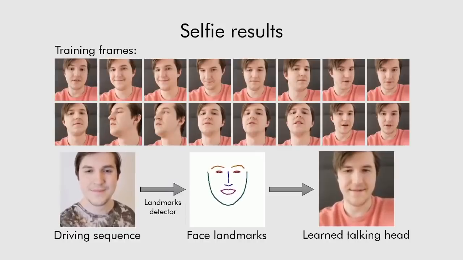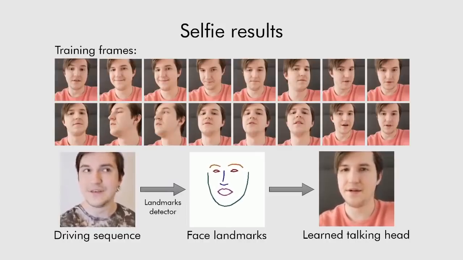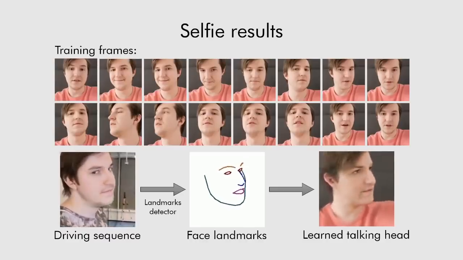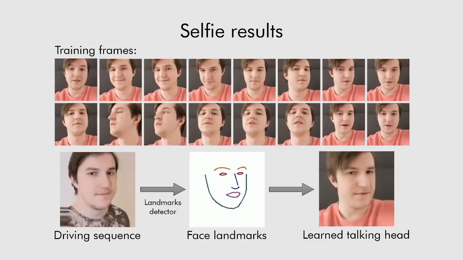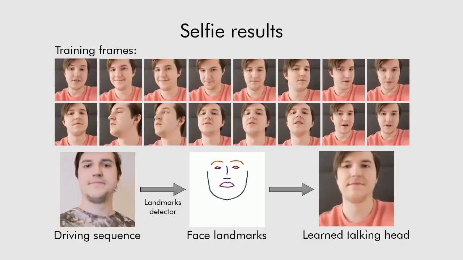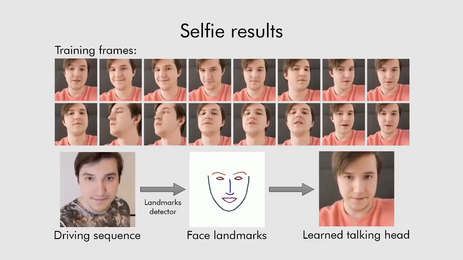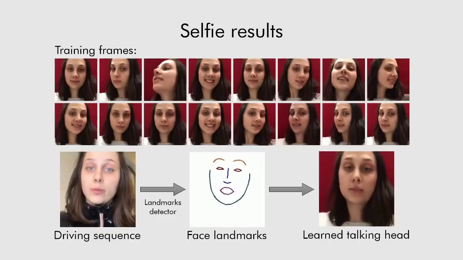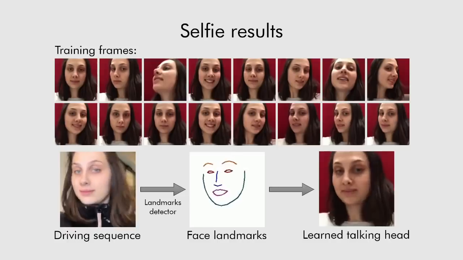We also show how the system generalizes to selfie photographs, which are quite different from YouTube video frames in the VoxCeleb2 dataset. Here is one more talking head model, learned on 16 selfie photographs.